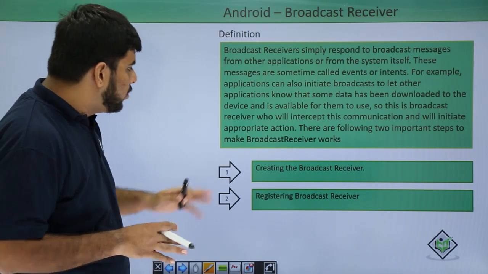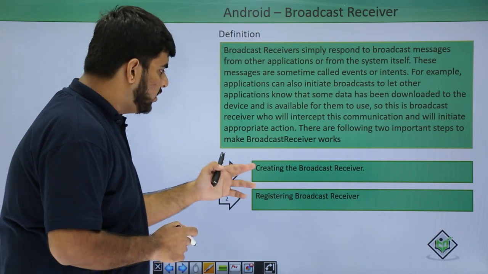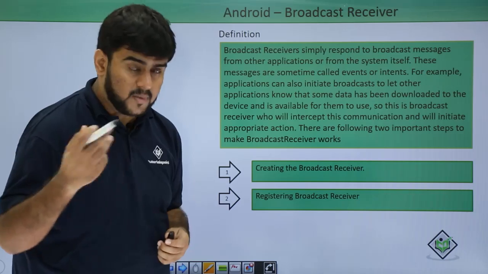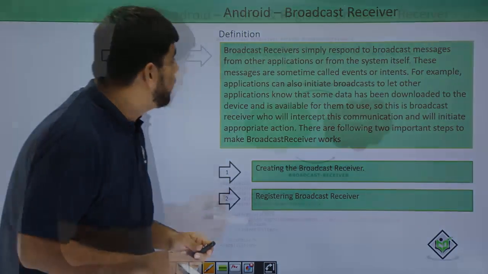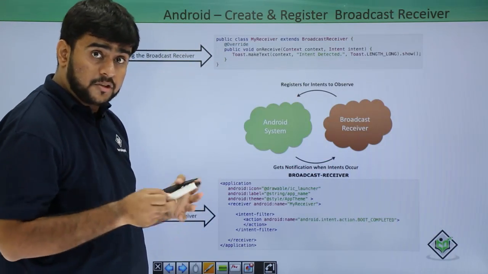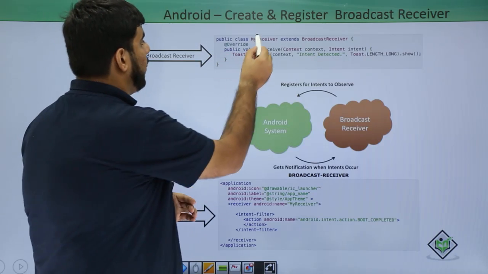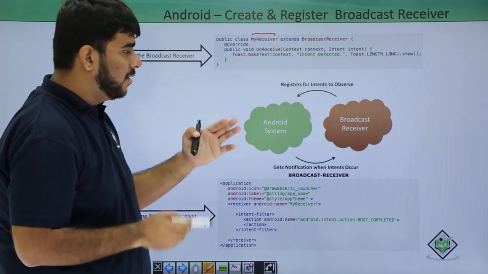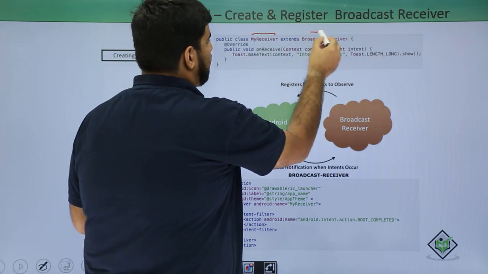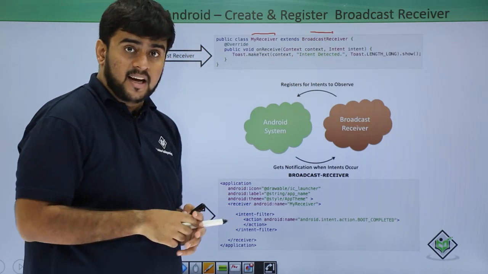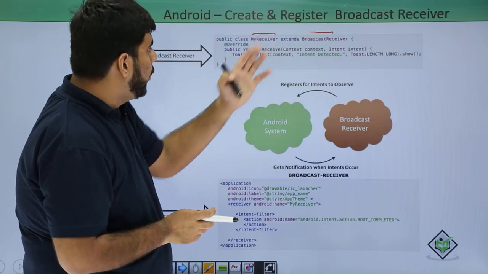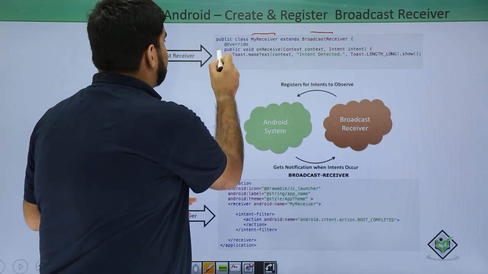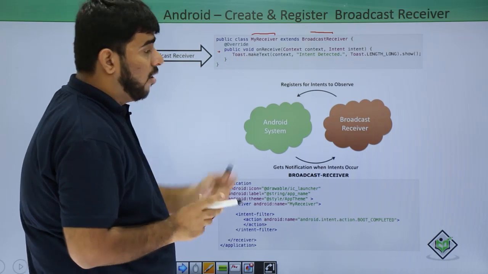There are two steps to make the broadcast receiver work. First, you create a broadcast receiver, and second, you register the broadcast receiver. How do you do that? Let's see. You make a Java file. I have made a Java file named MyReceiver. This Java file should extend the BroadcastReceiver class, which is provided by Android. On doing this, it will automatically ask us to override the existing functionality, that is onReceive.